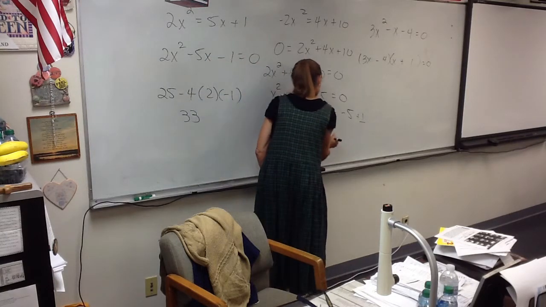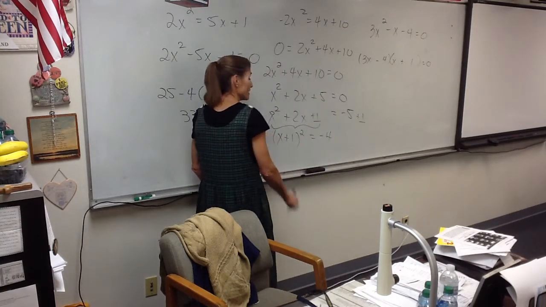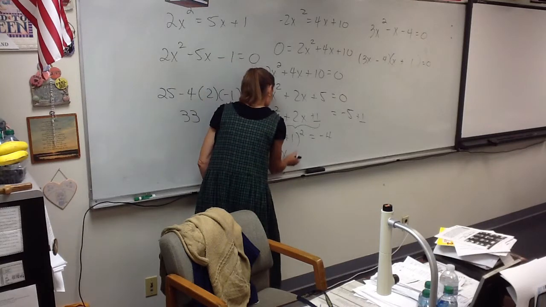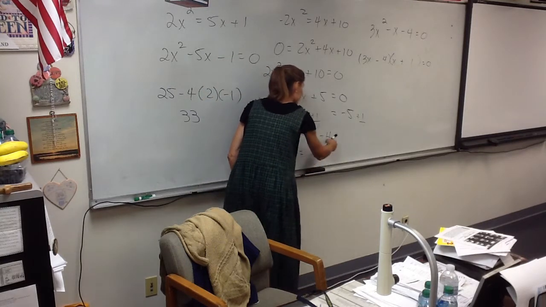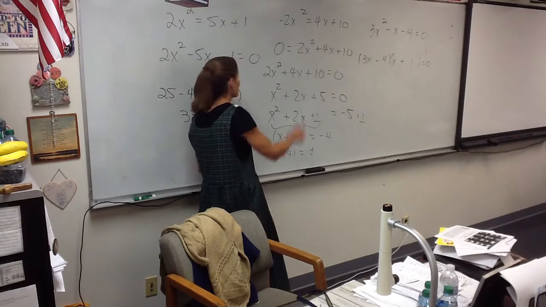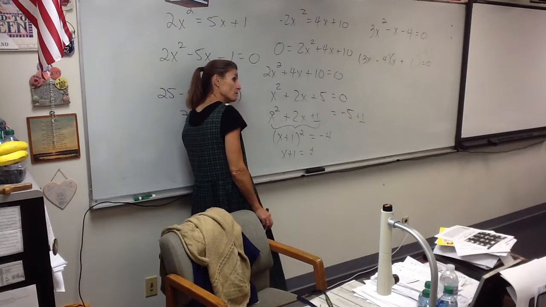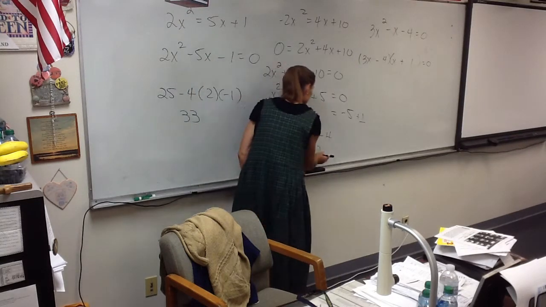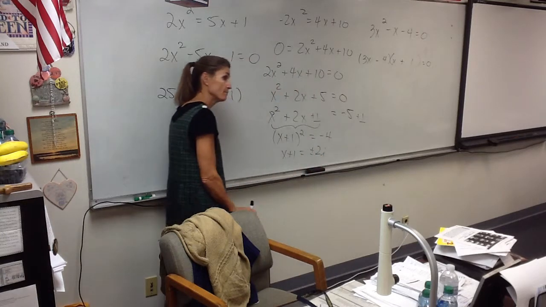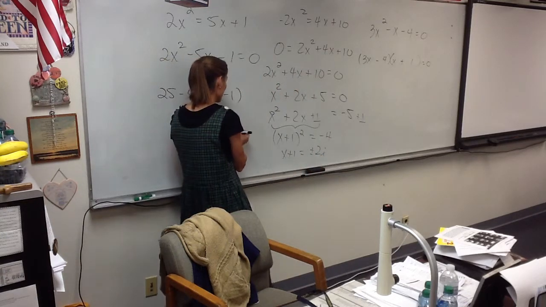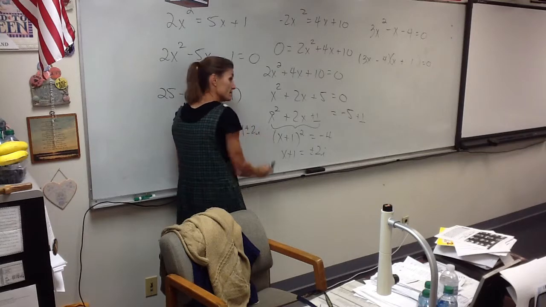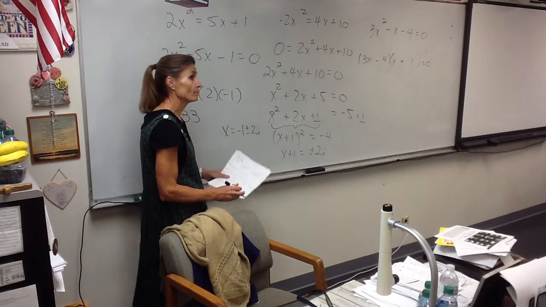Because then I'm going to do what? Since it's a square, now I'm going to square root both sides. And I get the square root of -4, which we just talked about this morning. That would be 2i, plus or minus 2i. Okay. So x equals -1 plus or minus 2i.